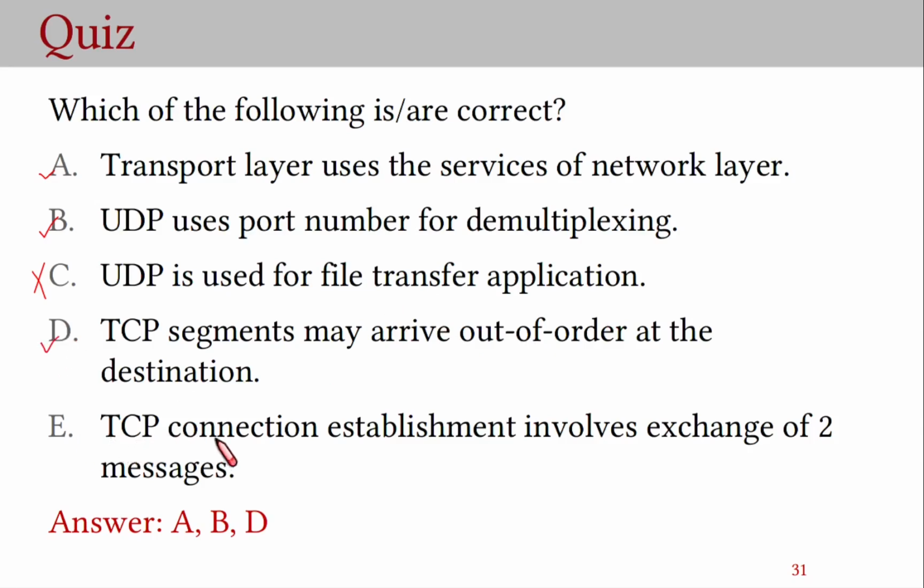And the last one says TCP connection establishment involves exchange of two messages. That is not correct because the algorithm is a three-way handshake and the number of messages that are exchanged is not two but three, and they are SYN, SYN-ACK, and ACK messages. So this is wrong. That's all in this video.